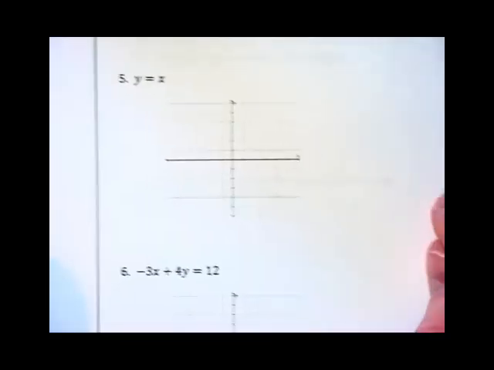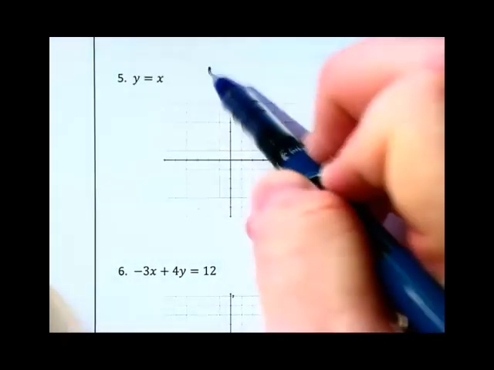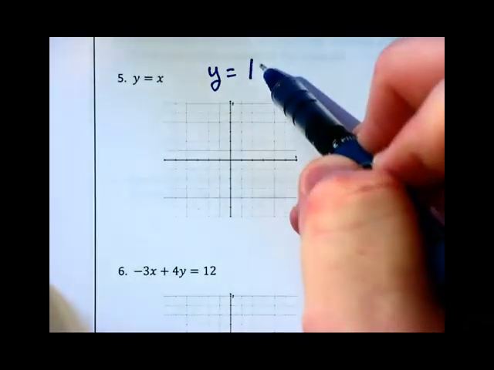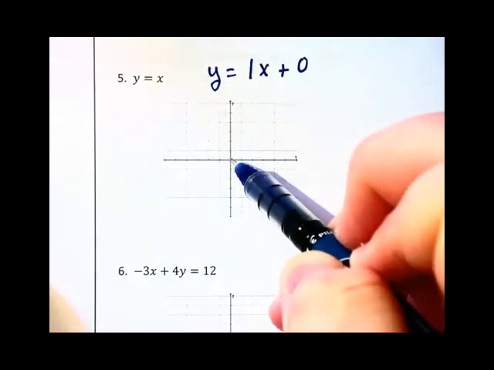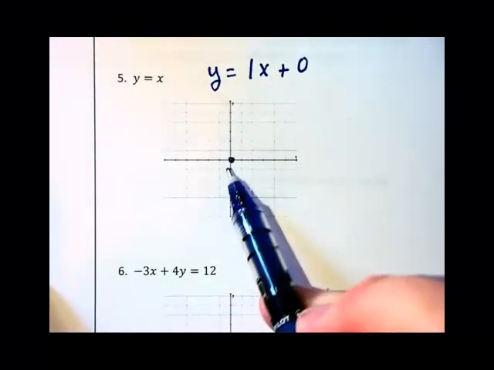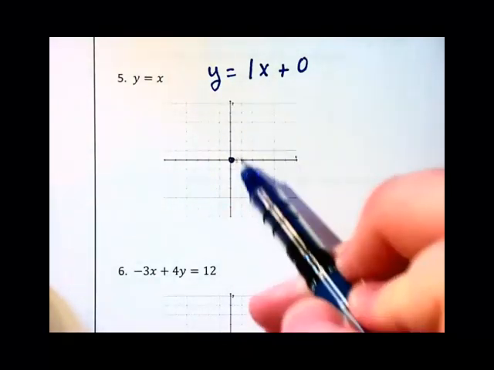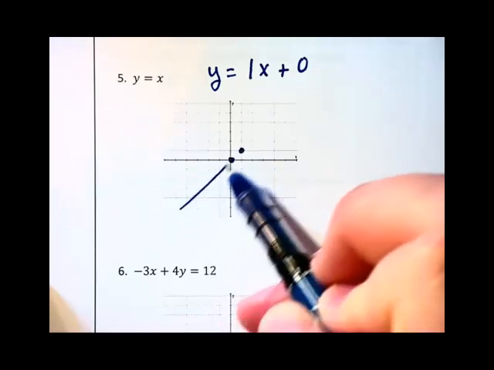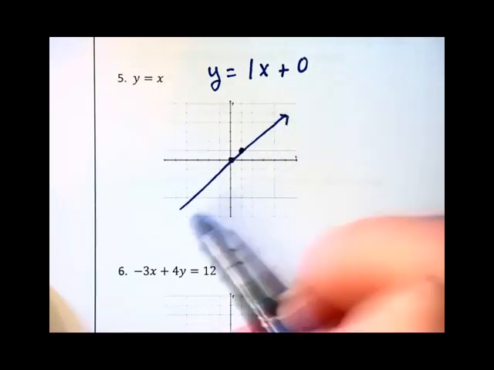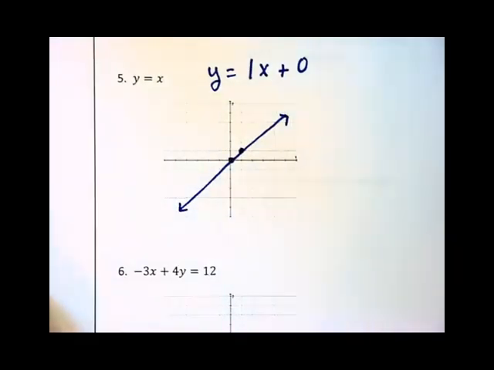In problem number 5, y equals x. There's technically a 1 in front of the x, then a plus 0 at the end. So the plus 0 tells us the y-intercept is 0, and it's going to go through the origin. And then we're going to rise 1 and run 1 from there, and we're going to have a line that cuts perfectly through the first and third quadrants. This line actually has a name. It's called the identity line.